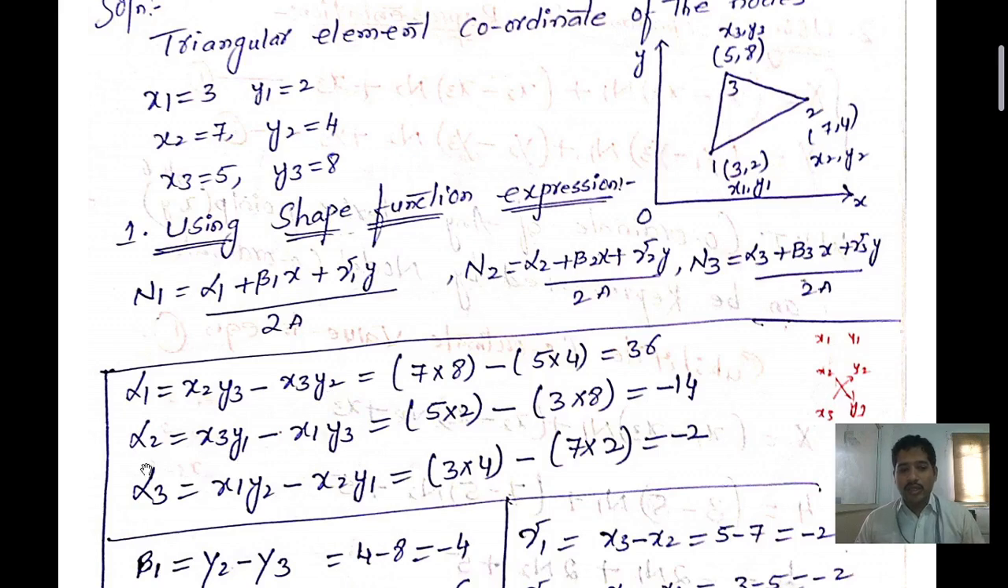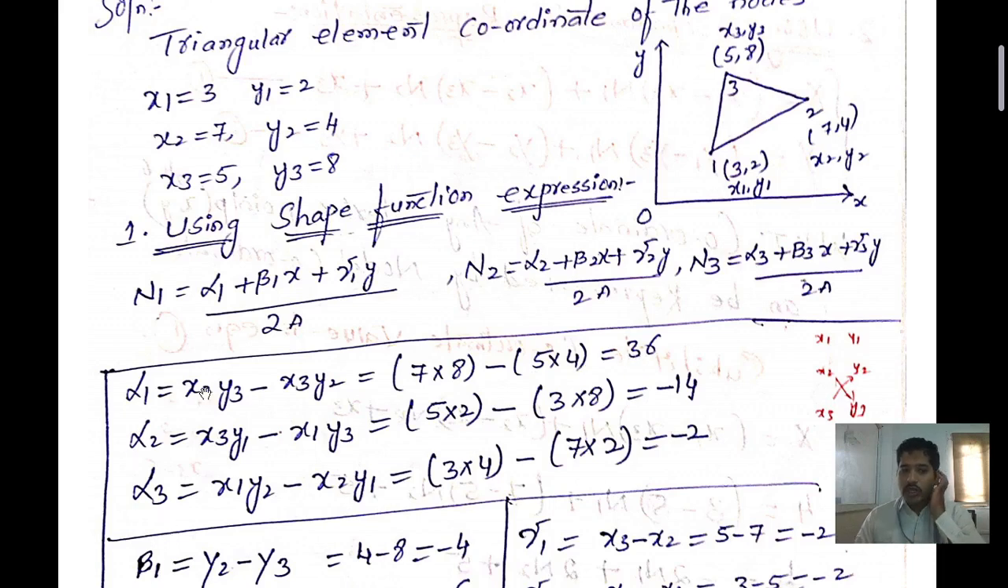So next is alpha 2. After that, let us see how to write this expression. The x2 value is 7 and the y3 value is 8. So 7 into 8 minus the x3 value, which is 5, and the y2 value, which is 4. If you subtract, you will get the answer 36.